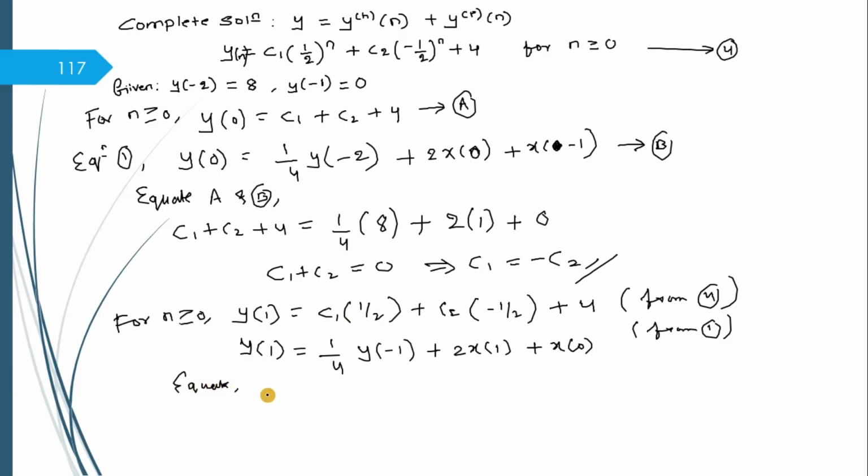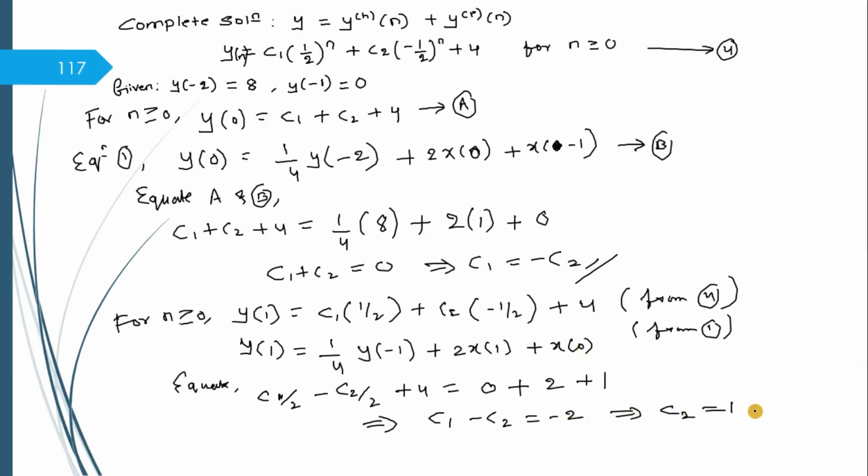I get C1 by 2 minus C2 by 2 plus 4, write it. So what you get here, y of minus 1 means 0. So 0 plus, this is 2 into 1 is 2, plus it is 1. So if you solve it, you get C1 minus C2 is equal to minus 2. So finally, C2 is equal to 1. So C1 is minus 1. C2 is equal to 1 means C1 should be minus 1 on the basis of the equation that we have solved earlier. We got it in this fashion.